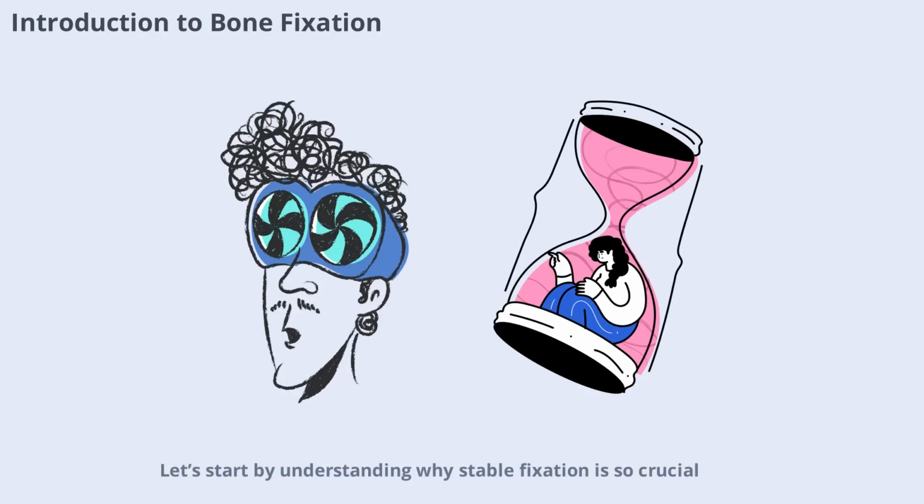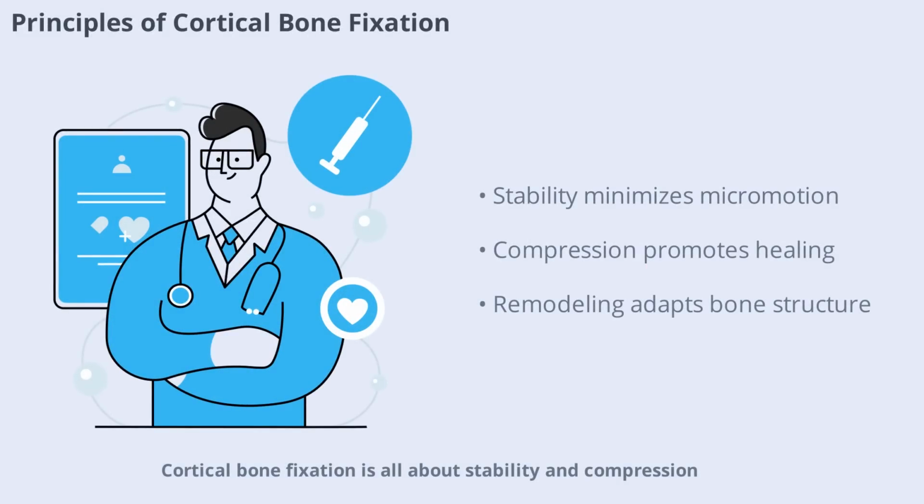Let's start by understanding why stable fixation is so crucial for bone healing and how modern technology has revolutionized orthopedic care. Cortical bone fixation is all about stability and compression. Screws and plates are used to provide compression at the fracture site, which promotes bone healing and remodeling. Stable fixation is essential because it minimizes micromotion, allowing the bone to unite properly. Compression not only enhances healing but also encourages the bone to remodel itself, adapting to the mechanical environment. This principle underpins most modern orthopedic fixation techniques, ensuring that fractures heal efficiently and with minimal complications.